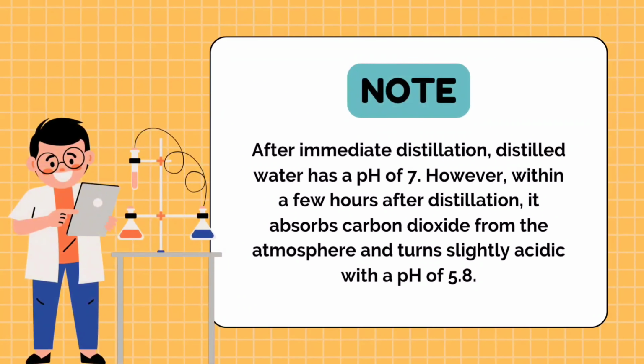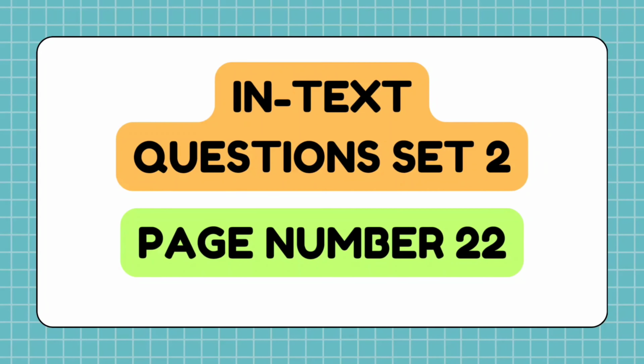Note: after immediate distillation, distilled water has a pH of 7. However, within a few hours after distillation, it absorbs carbon dioxide from the atmosphere and turns slightly acidic with a pH of 5.8. In-text questions set 2, page number 22.